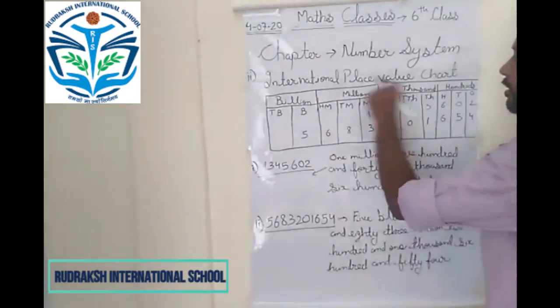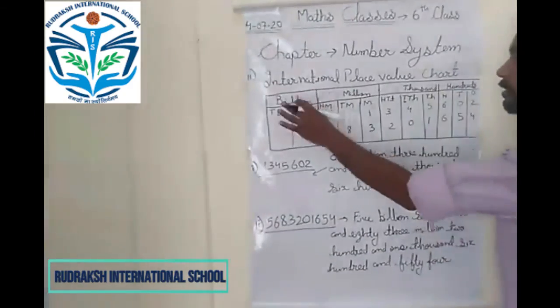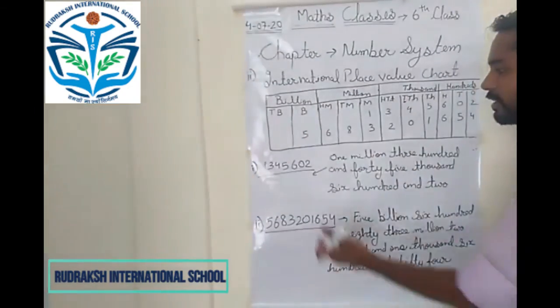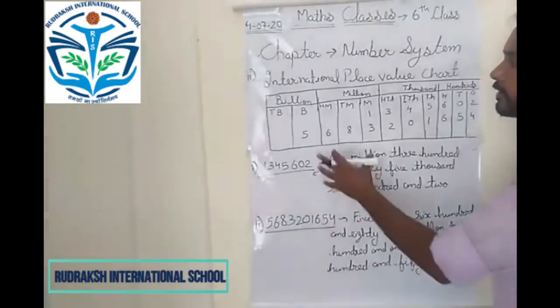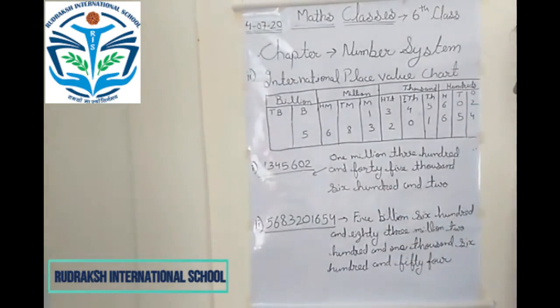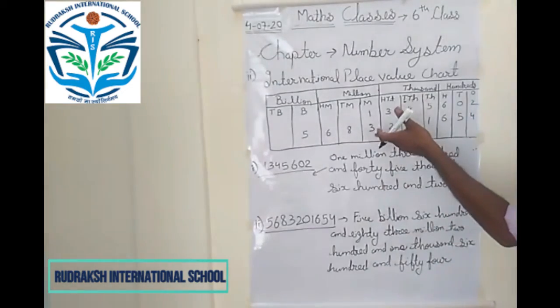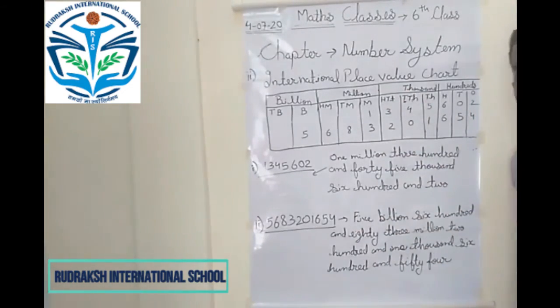So this is how the international place value chart looks like. This is the international place value chart, and this is how we arrange the numbers, and this is how we write both the numbers in the international place value chart. So please note this table and both of these examples in your copies. Okay, so please note this down.